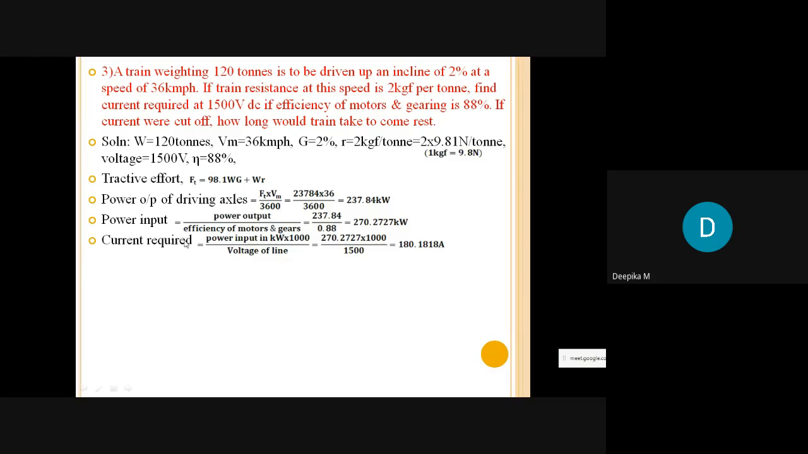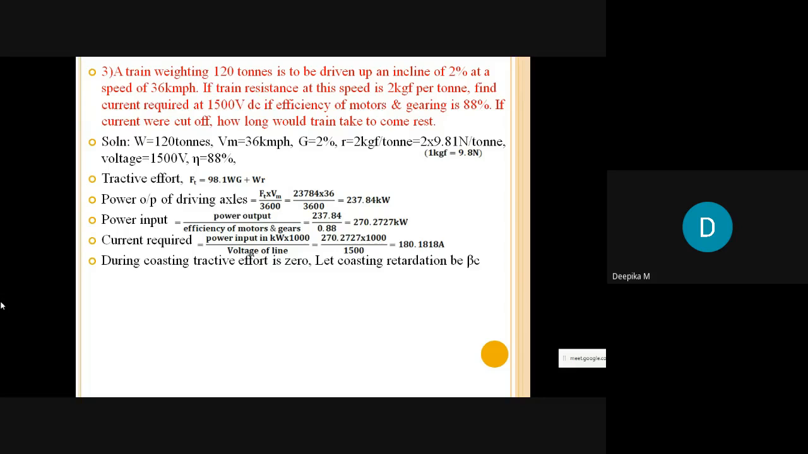So hence power input in kilowatt should be converted into watt, that is into 1000 divided by 1500, which will give you the answer 180.1818 ampere. So this is the current required. And we have to calculate the time T3. So how do I calculate time T3?